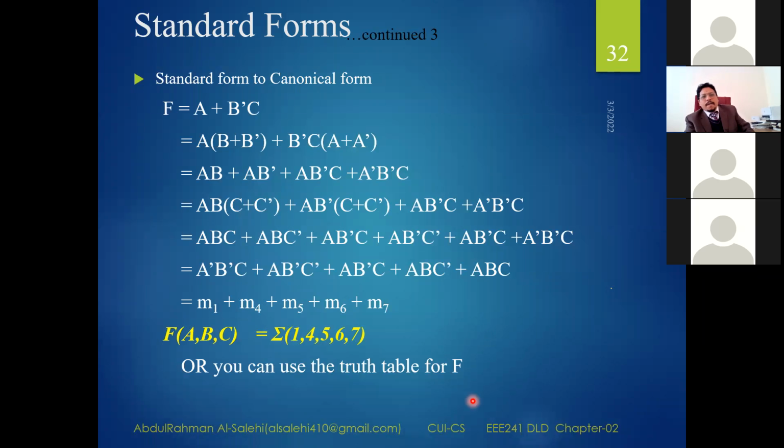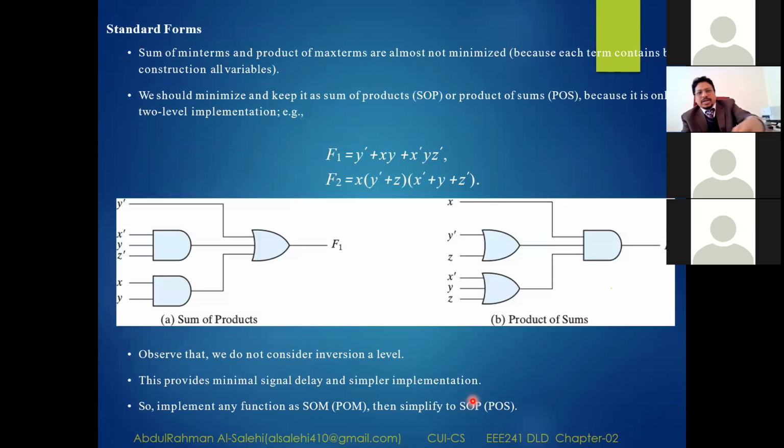So now let's again talk, for example, about the standard forms. Here we can say that sum of min terms and product of max terms are almost minimized because each term contains by construction all the variables. So sum of products, in a simple way, we can say that we have an OR gate which adds the ANDing gates. So we sum the ANDing.